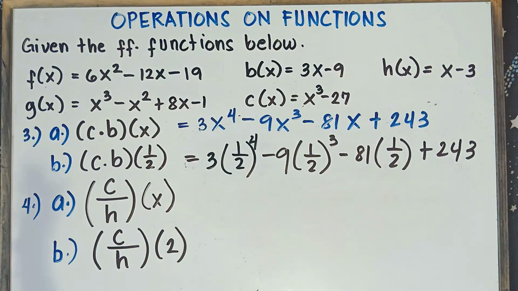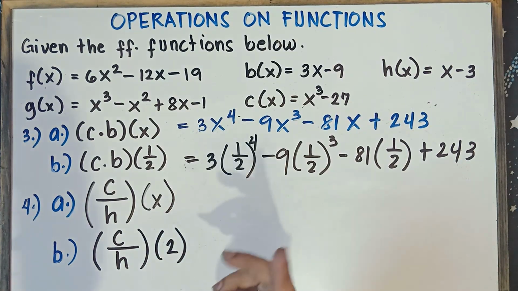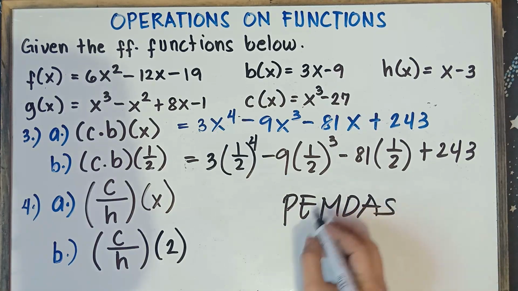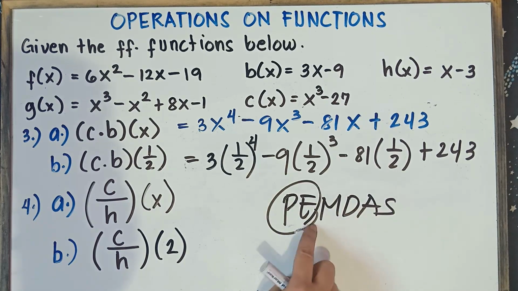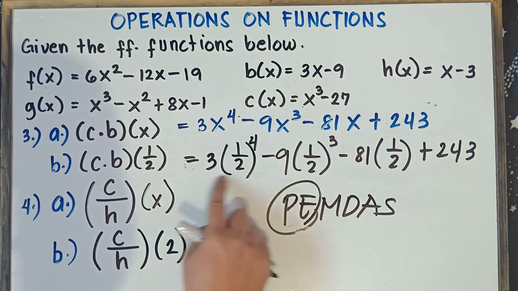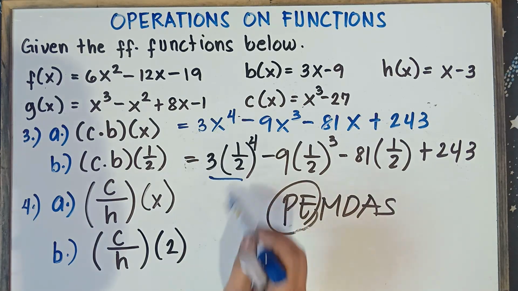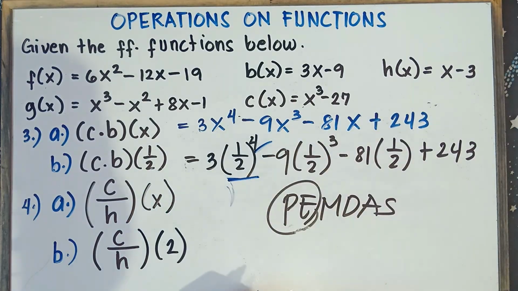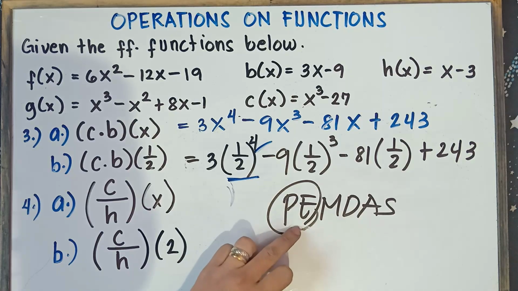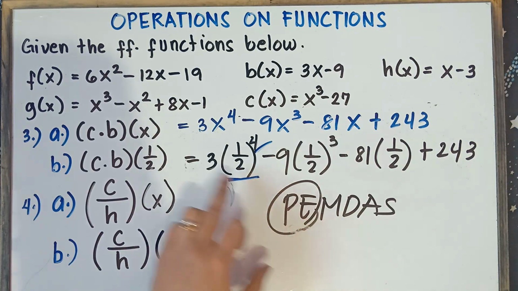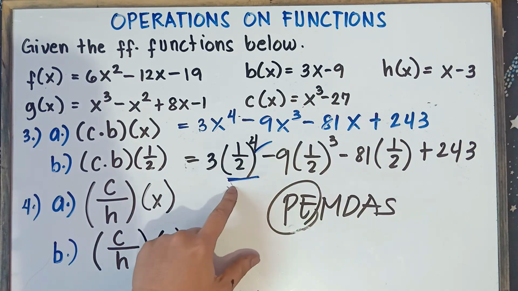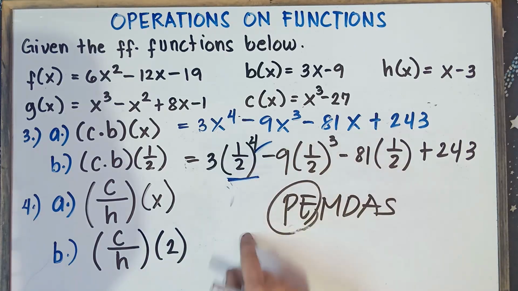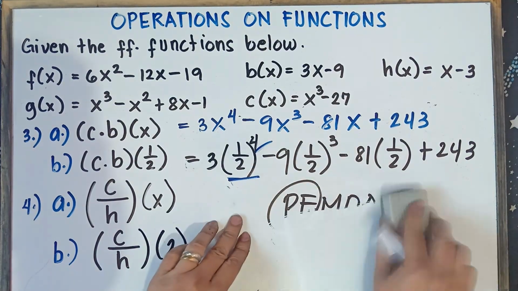Alright, so once again, class, let's do it step by step. You always follow PEMDAS, class. Parentheses, exponents comes first. Do not multiply this one, class. Parentheses, exponents comes first before multiplication. Do not multiply 3 and 1/2. It should be 1/2 raised to the power of 4 first. You simplify this one first. Parentheses, exponent. Alright, let's do that.